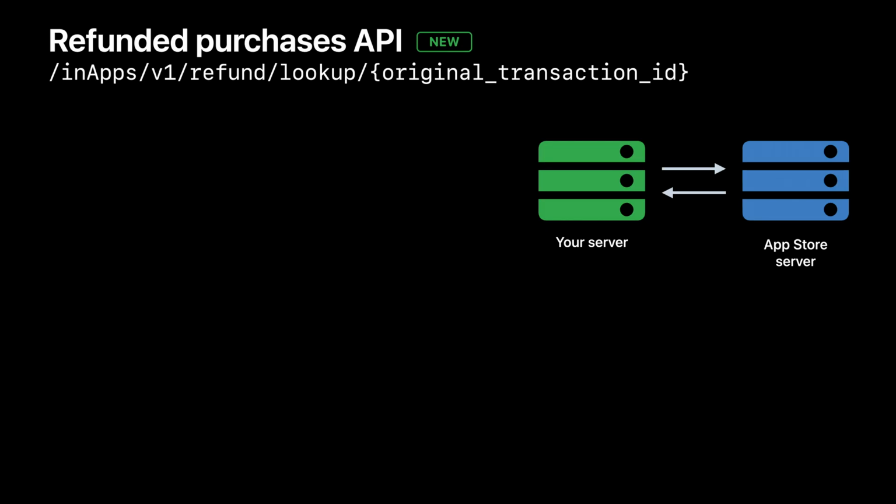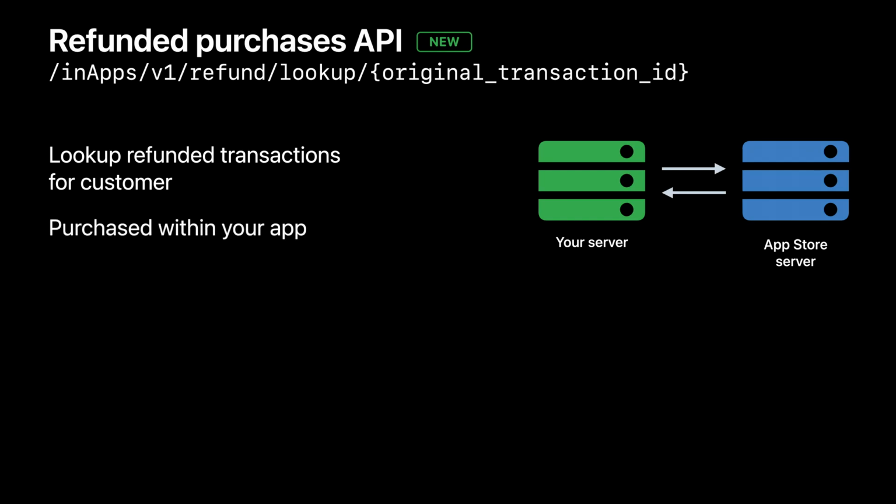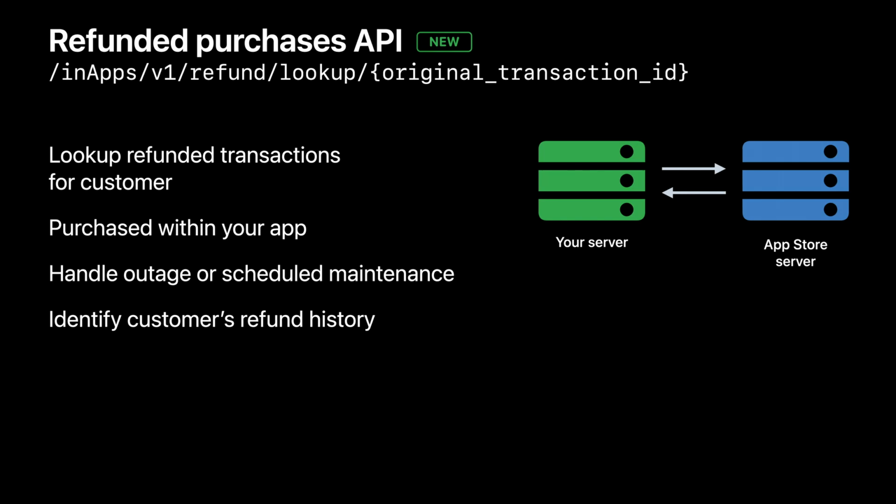We are introducing a new server-to-server API to look up refunded transactions for a customer using the original transaction ID for any of their in-app purchases within your app. This API enables you to handle an outage or schedule maintenance by looking up refunds at any time in a quick and easy manner. Additionally, this API can also help you identify the customer's entire refund history for your app. For example, if your app offers both subscriptions and consumables, this API returns all the refunded transactions across all your content types.